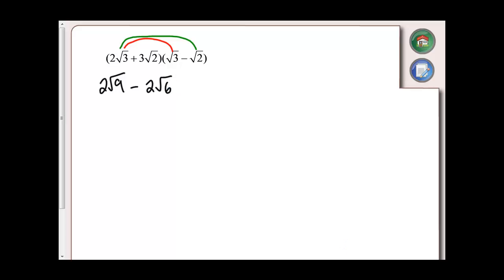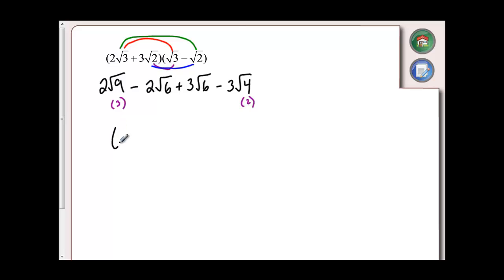Now I'm going to move to the 3 root 2. 3 root 2 times root 3 is going to give me 3 root 6. And then finally, in my last term, I've got negative 3 root 4. Now I'm going to simplify my radicals. We know that the square root of 9 is just 3, and the square root of 4 is just 2. So I'm going to multiply these two numbers together.